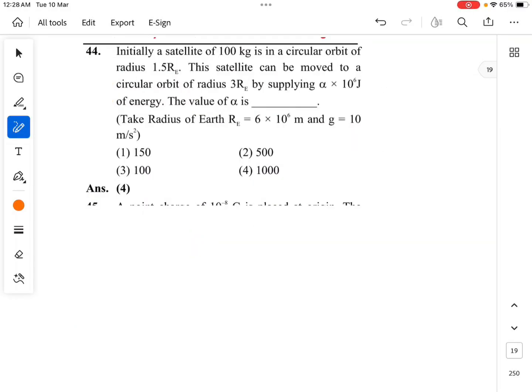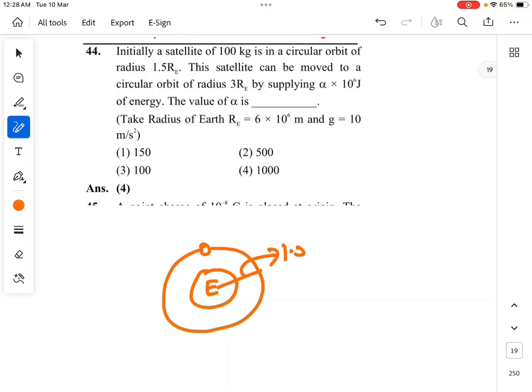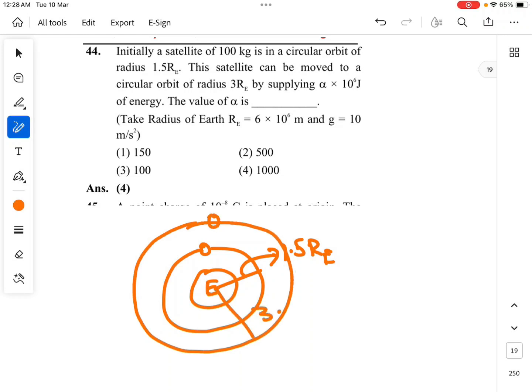Yeah, this question is easy if you understand the question. Earth is there, and a satellite is going around the Earth in a radius of 1.5 RE, and it has to be sent to another orbit of radius 3 RE.